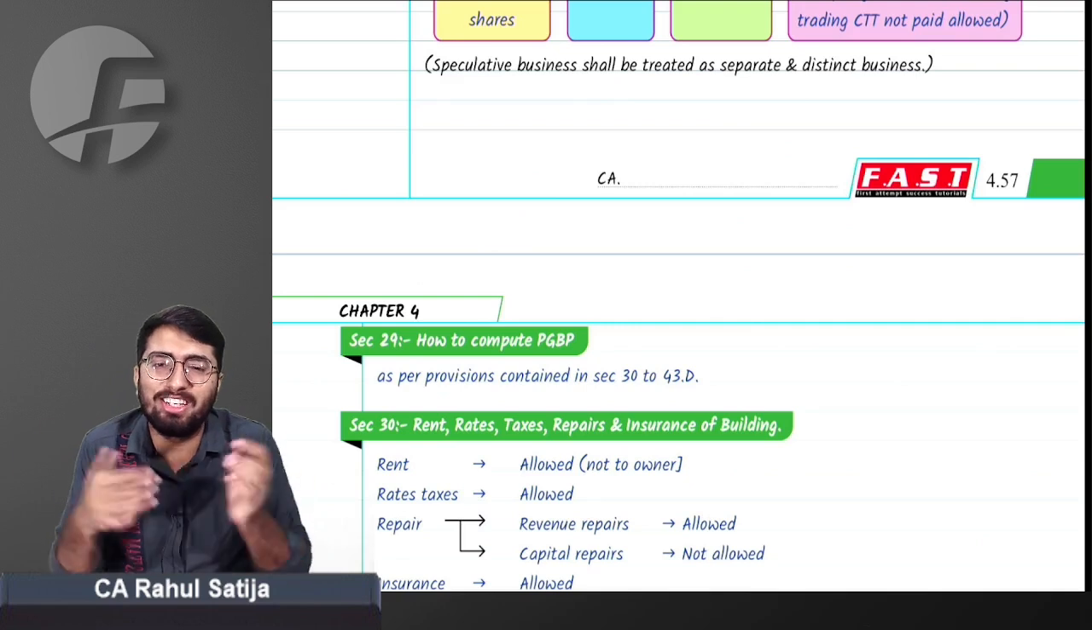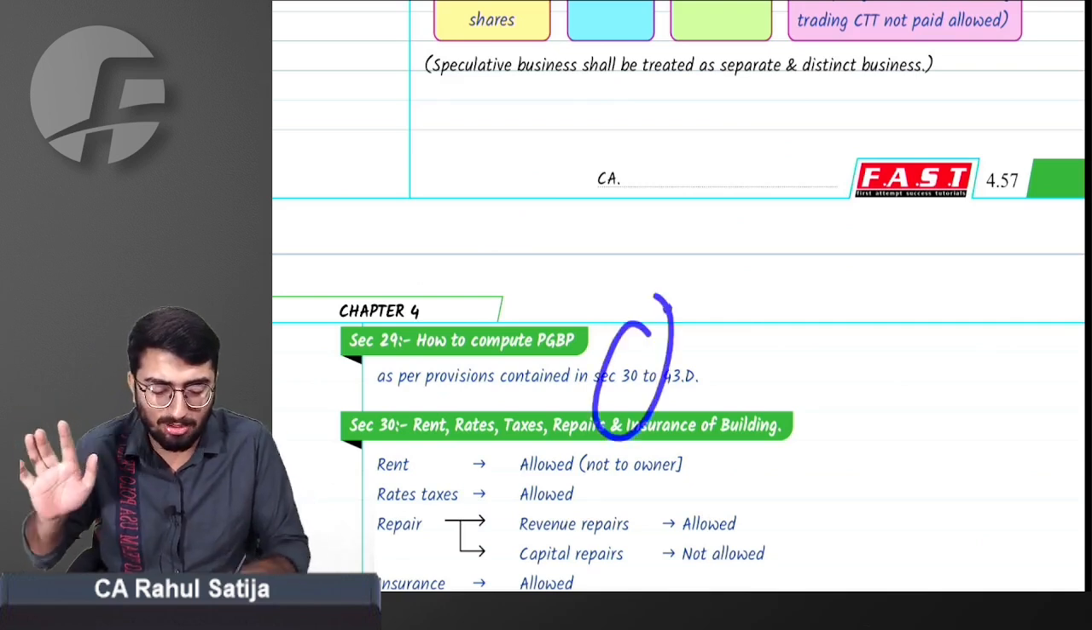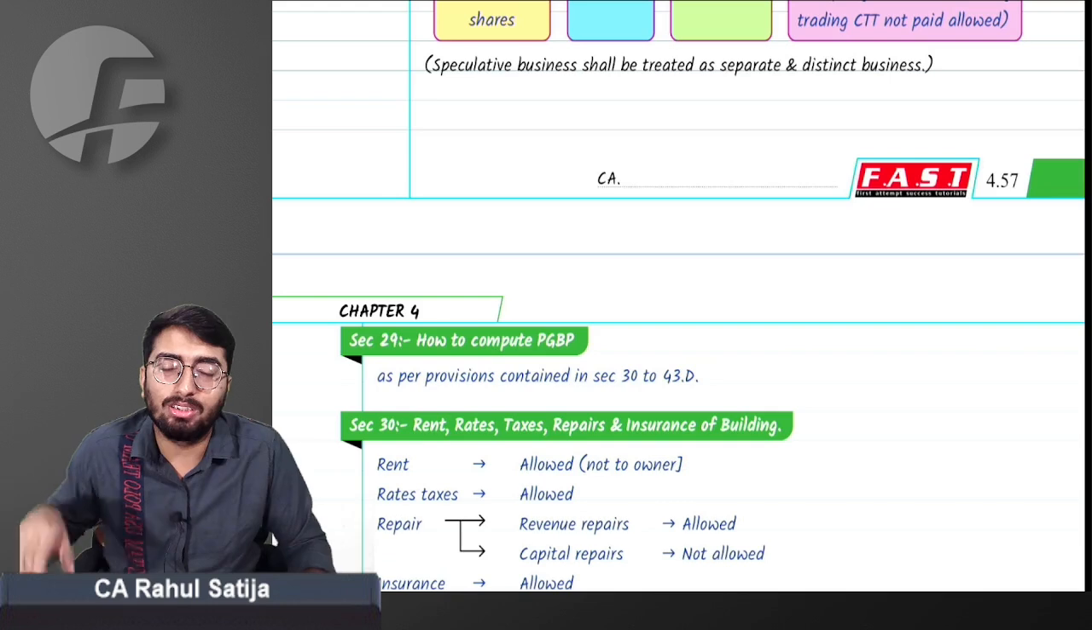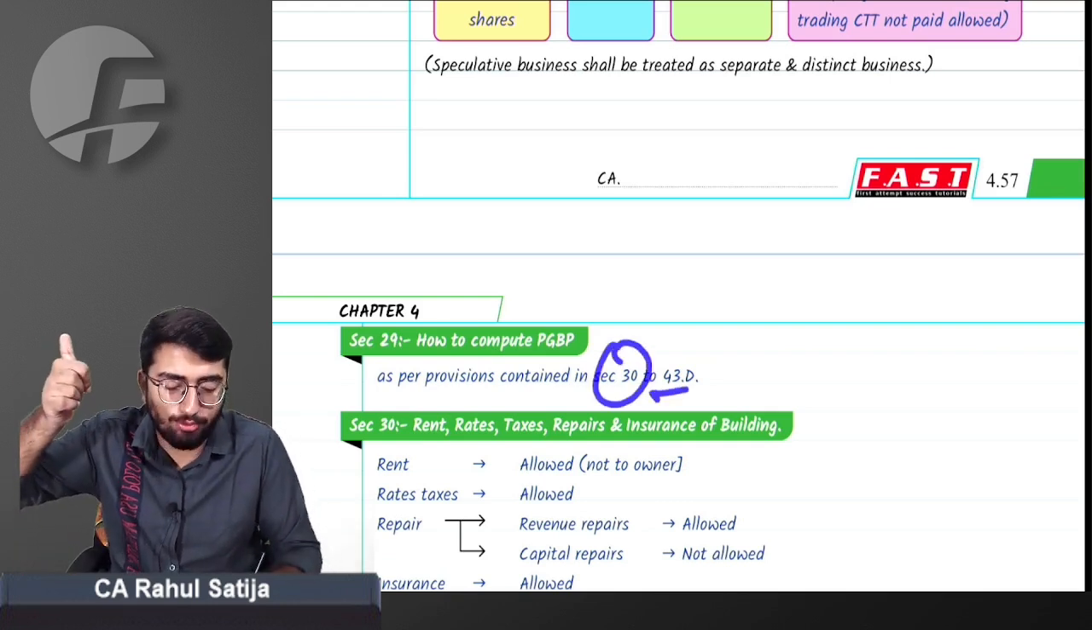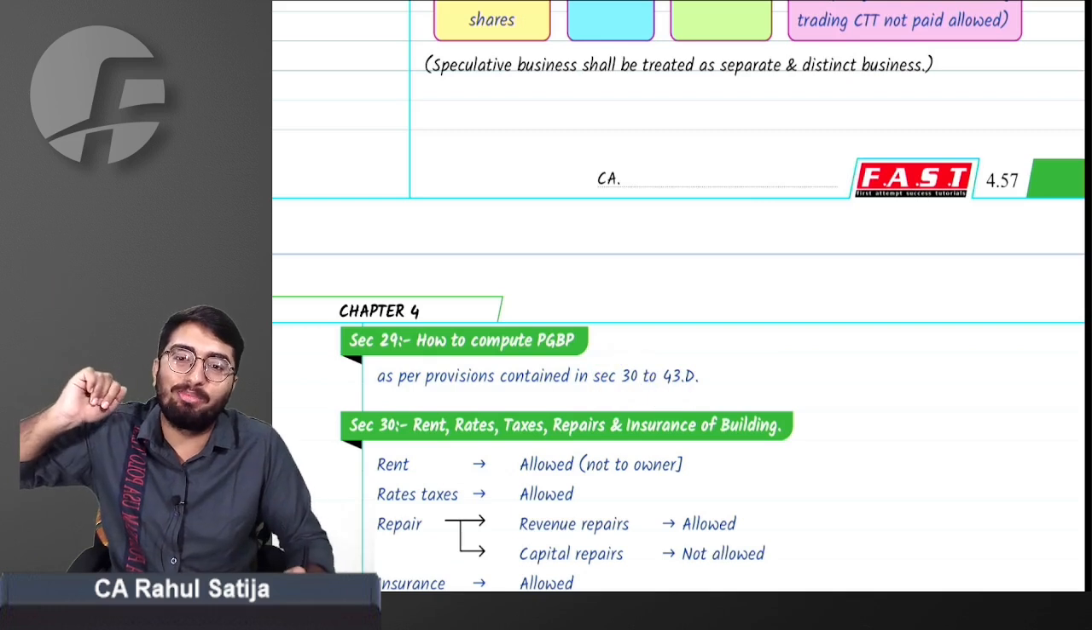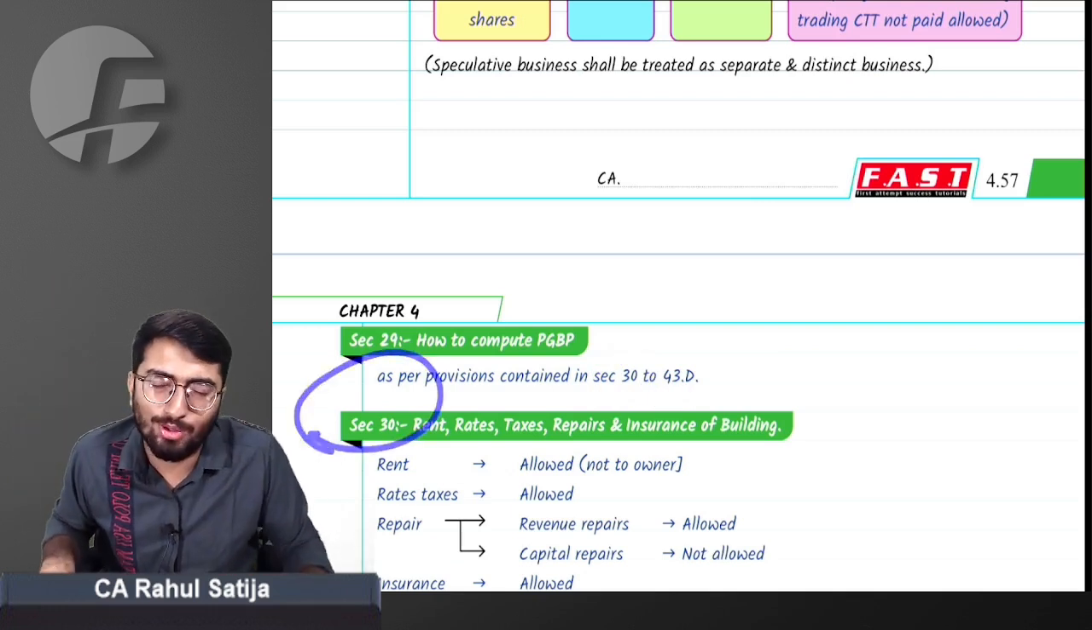So how to compute PGBP? Very simple. Consider the provisions of section 30 to 43D. It will help you out how to calculate PGBP. For that matter, just move on to section 30.